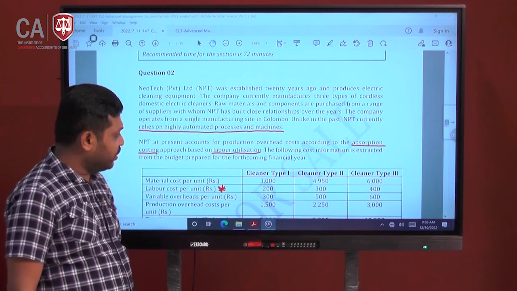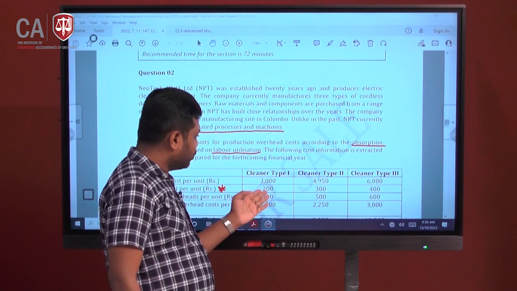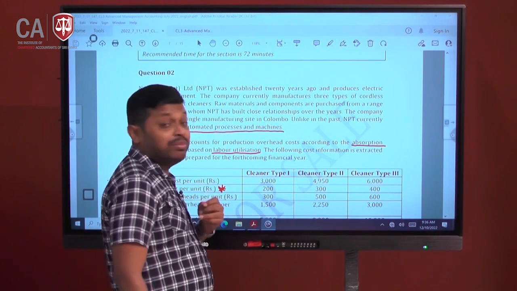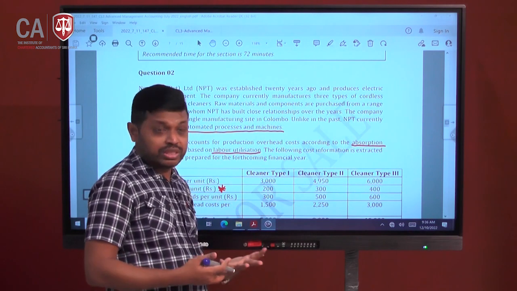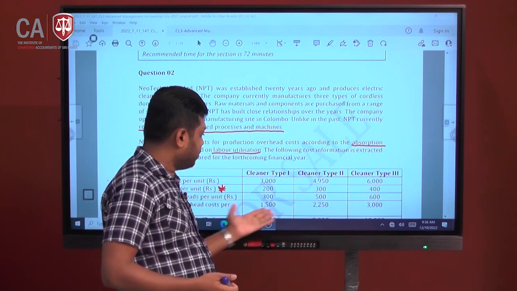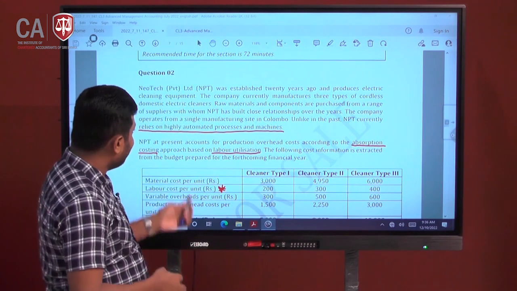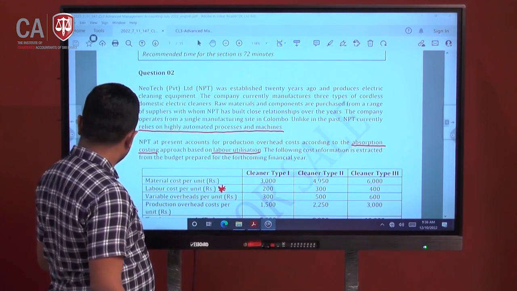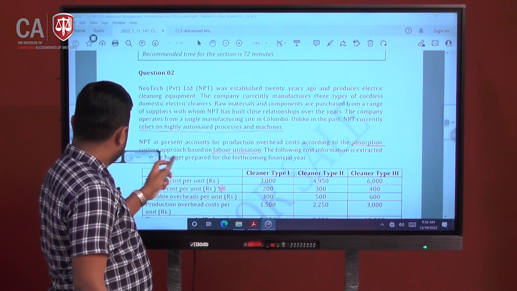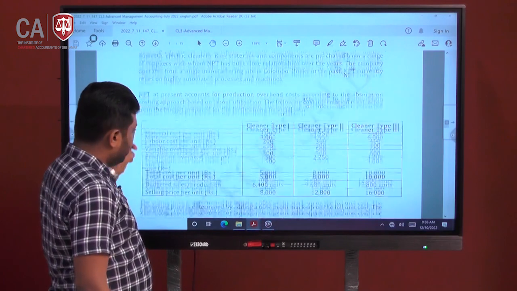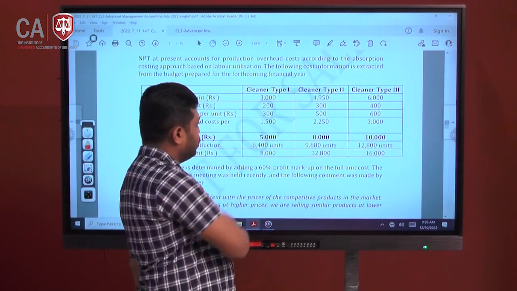While looking at this information, labor is insignificant. Look at the composition. Variable overhead is also greater than this labor cost. Then the production overhead cost, look at this amount. Therefore, when you are highly automated, this may not be suitable. Right. Okay. Total cost per unit 5000.